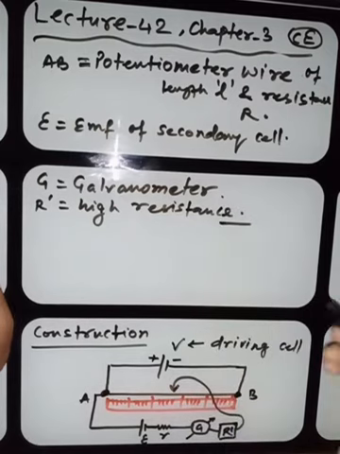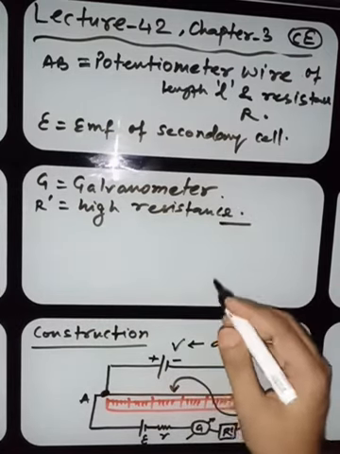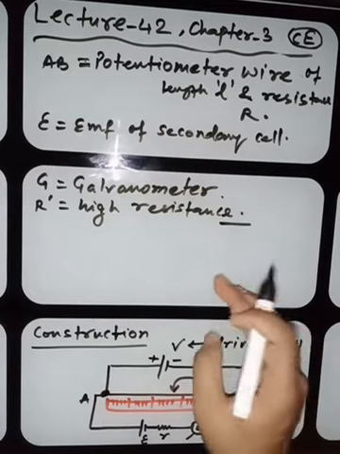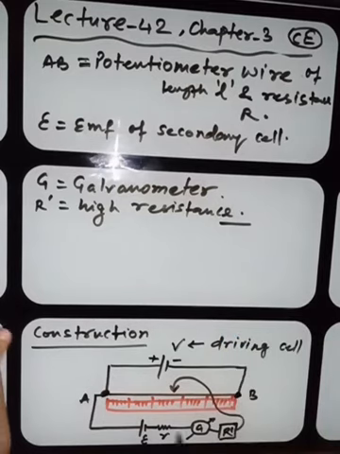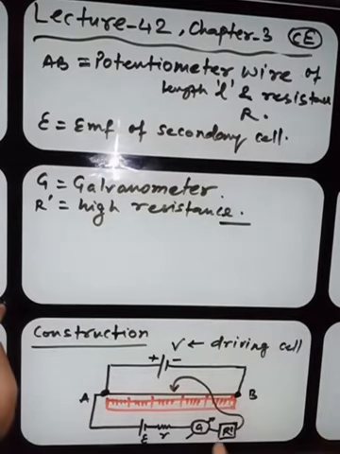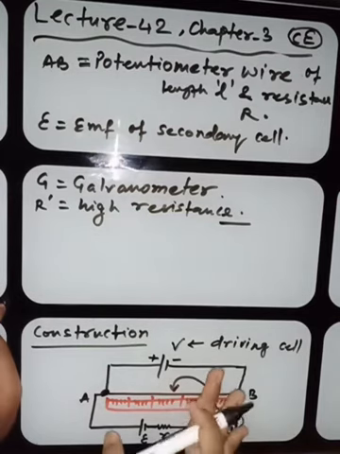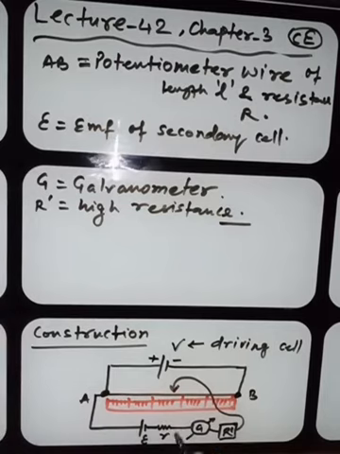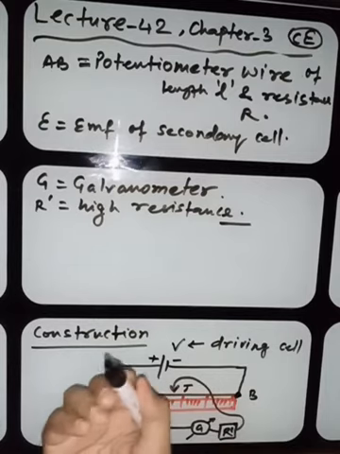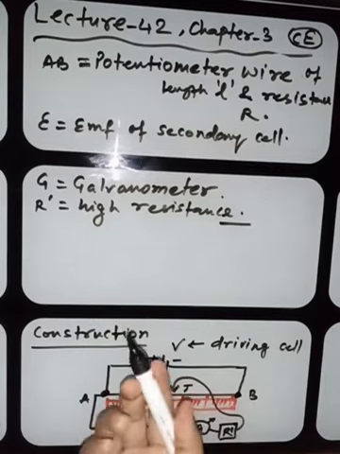Okay, high resistance. This high resistance is only provided to protect this galvanometer. We will study how this high resistance will not affect any experimental observation. And this length from A to J, what is this J? J is the jockey, a metallic pin. We have studied it in the meter bridge also.